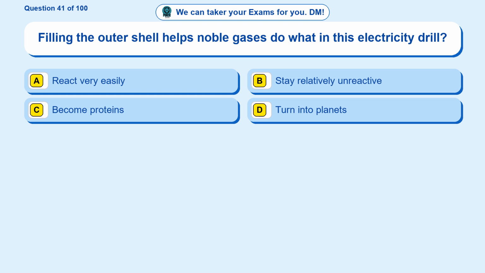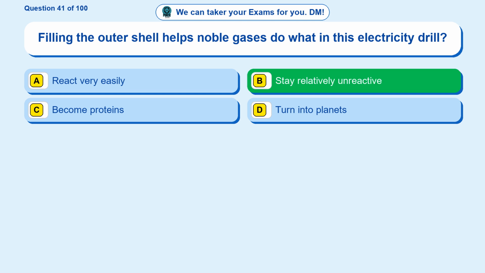Question 41. Filling the outer shell helps noble gases do what in this electricity drill? Option A, react very easily. Option B, stay relatively unreactive. Option C, become proteins. Option D, turn into planets. The correct answer is option B, stay relatively unreactive.